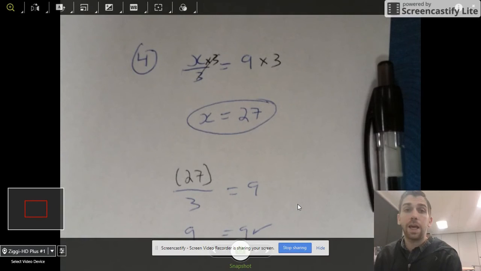Okay. And that is how you solve one-step equations with adding, subtracting, multiplying, and dividing.